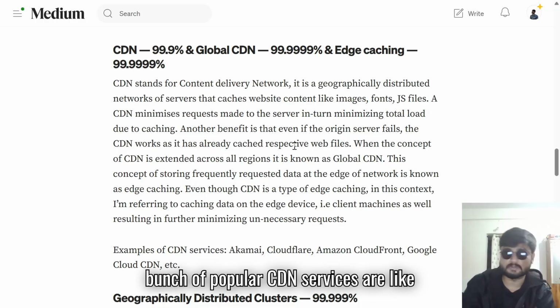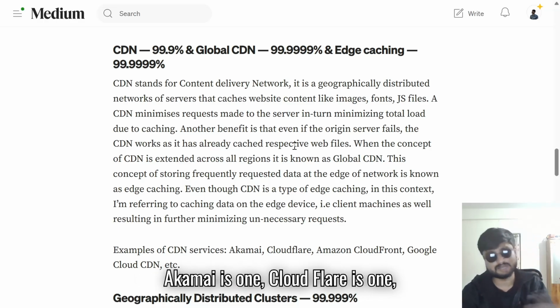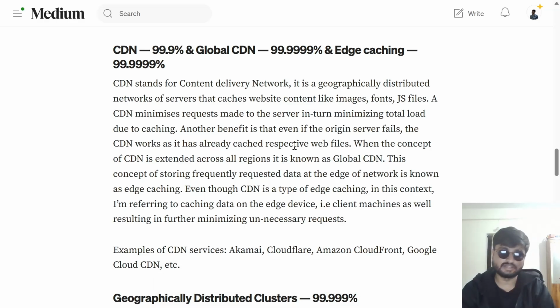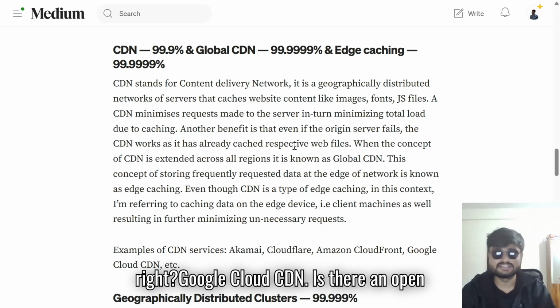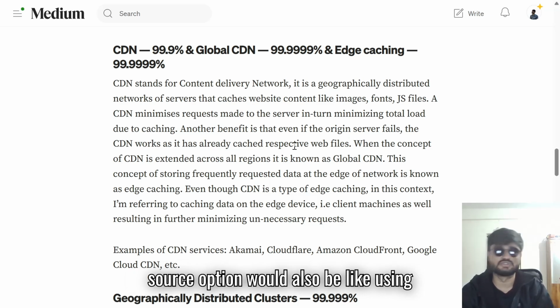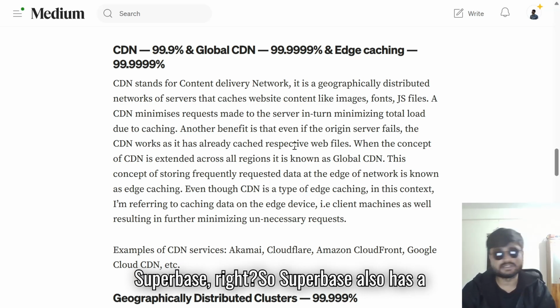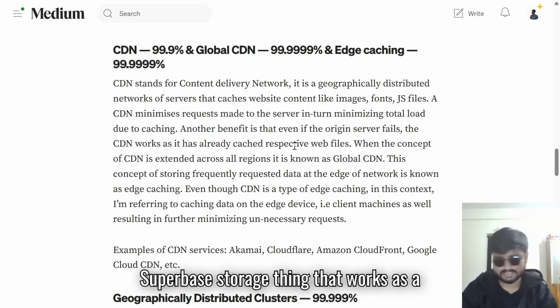A bunch of popular CDN services include Akamai, Cloudflare, Amazon CloudFront, and Google Cloud CDN. An open source option would be Supabase, which has a Supabase storage feature that works as a CDN.